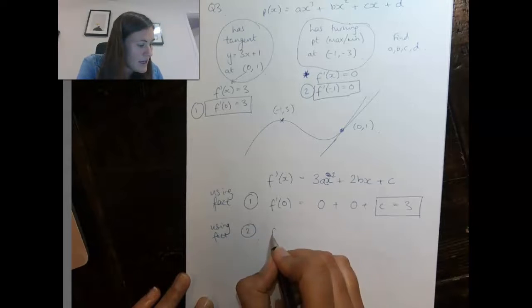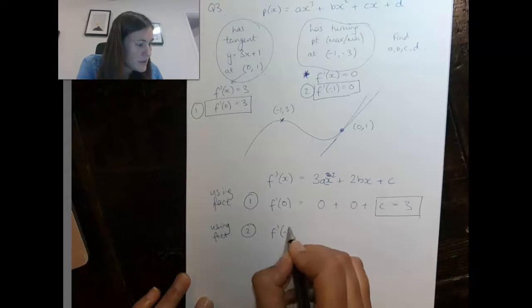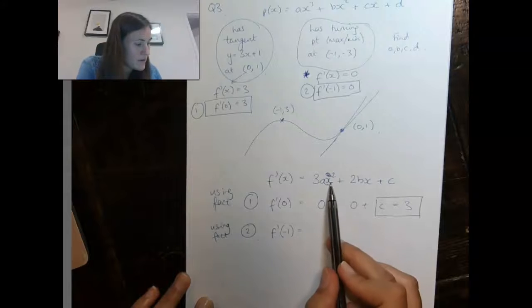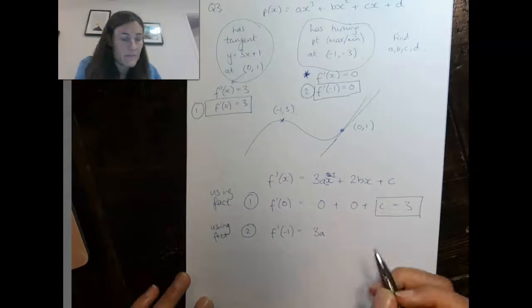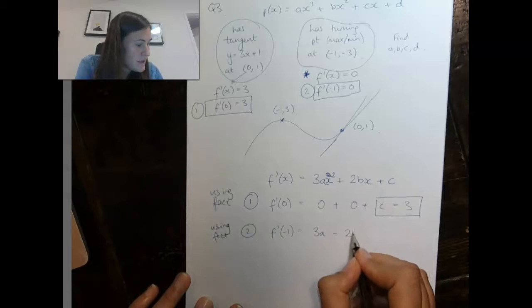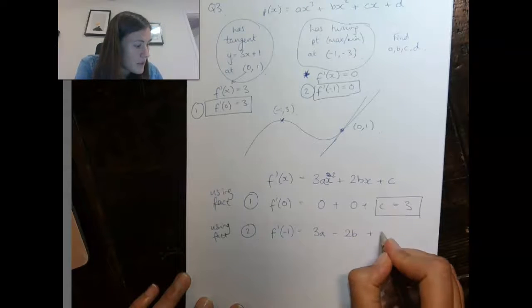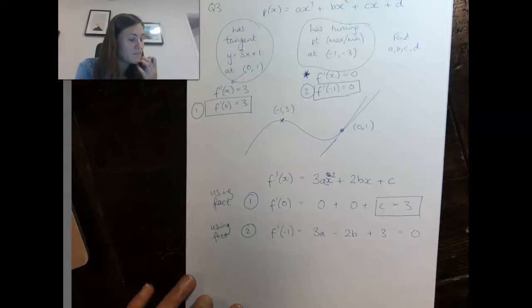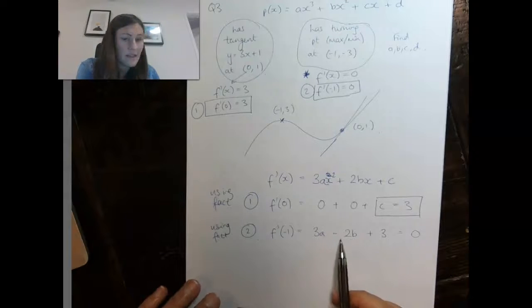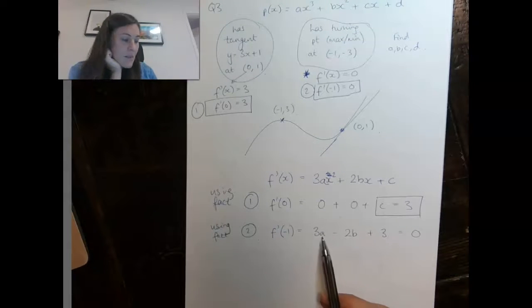So I've got that f dashed of minus 1 is 0. So minus 1 squared is 1, so that term is 3a. That becomes minus 2b, and I'm going to use this fact. I know that c is 3 now, and that is 0. So this does not enable me to find a or b, but at least I've got some kind of connection between them.